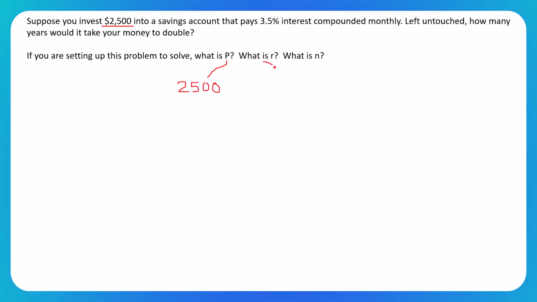What is R? Okay, it gives us R as a percent. Now we need to move the decimal 2 places to the left. So that decimal is going to go here, and you need to fill in a 0 here. I usually put a 0 in the front of my decimal, 0.035. And then what is our N? N is the number of times that we compound in a year. So we're compounding monthly. So N is equal to 12. There are 12 months in a year.